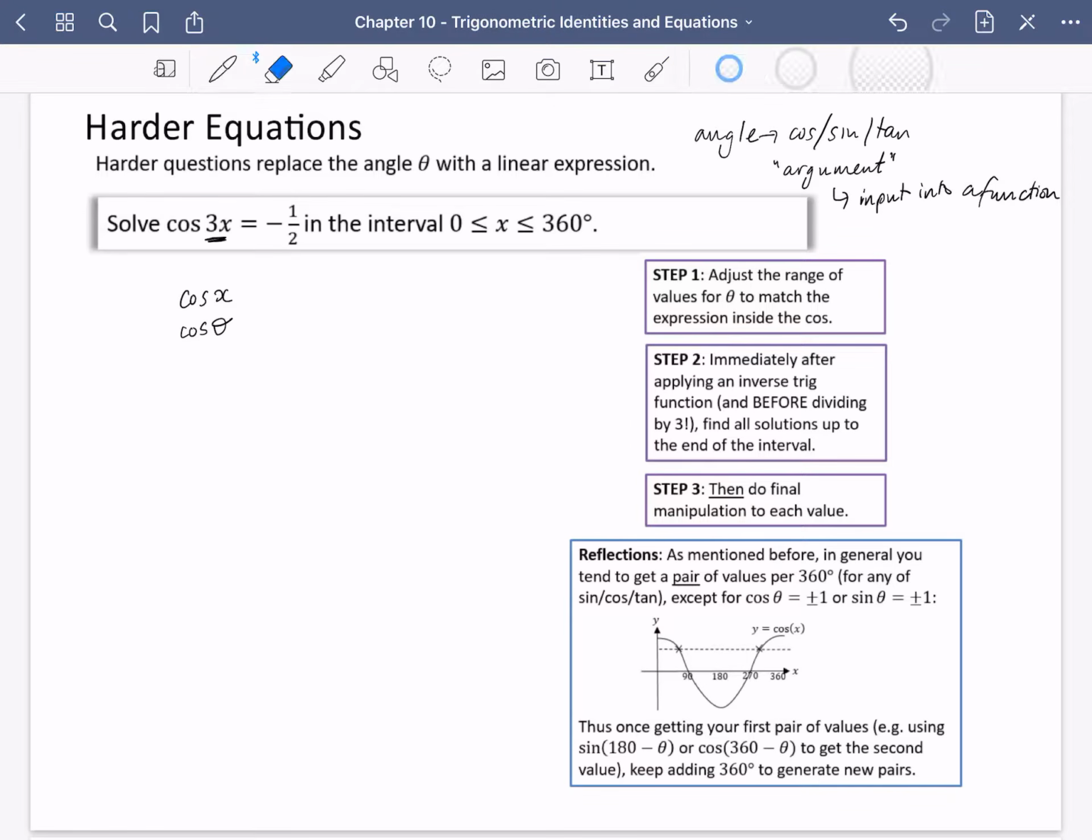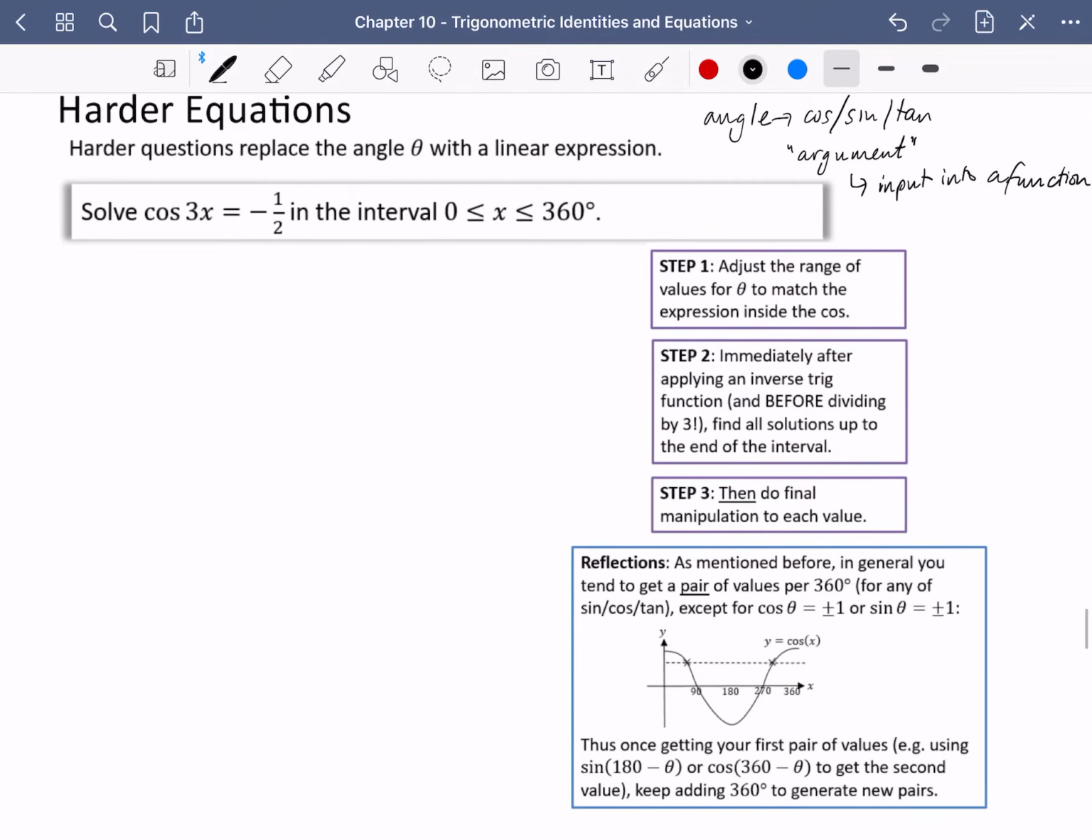So there's a few different steps that you need to take in this kind of question. If we're trying to solve this equation, we want cos of 3x equals minus a half in the interval 0 to 360 degrees. But notice how this is x and the argument is 3x. So we have something that doesn't seem to match. Well, let's have a read through of what our steps tell us.